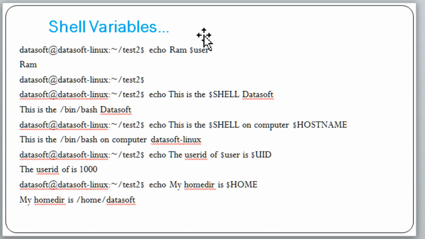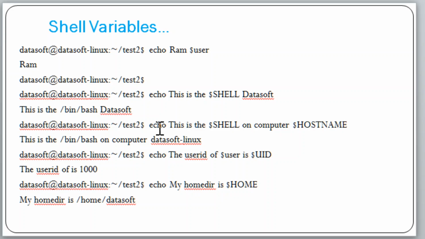So we remember everything's case sensitive in Linux. When we try to do the user variable in lowercase, echo only shows the text but doesn't give the variable, because that's not how you spell USER correctly. Okay. And I showed you that SHELL variable, so it's going to say echo, this is the shell variable in Datasoft. And the shell variable was /bin/bash, just like I showed you. So it says this is the /bin/bash Datasoft.